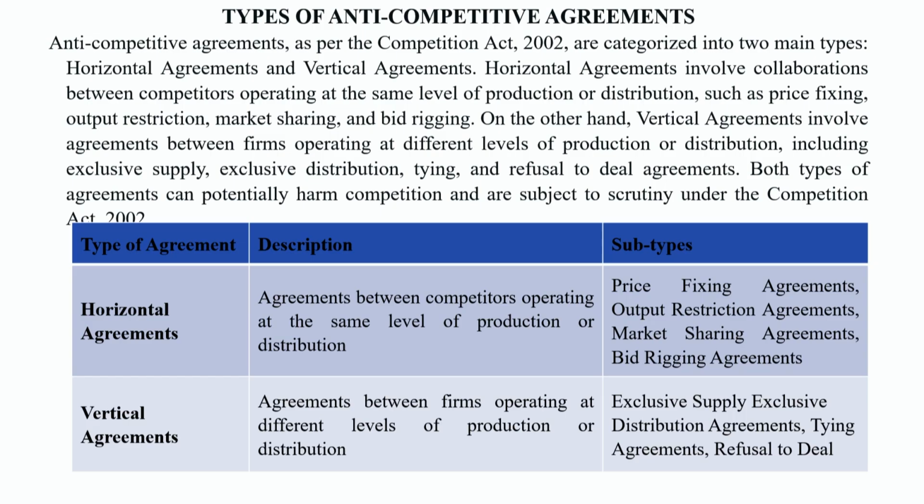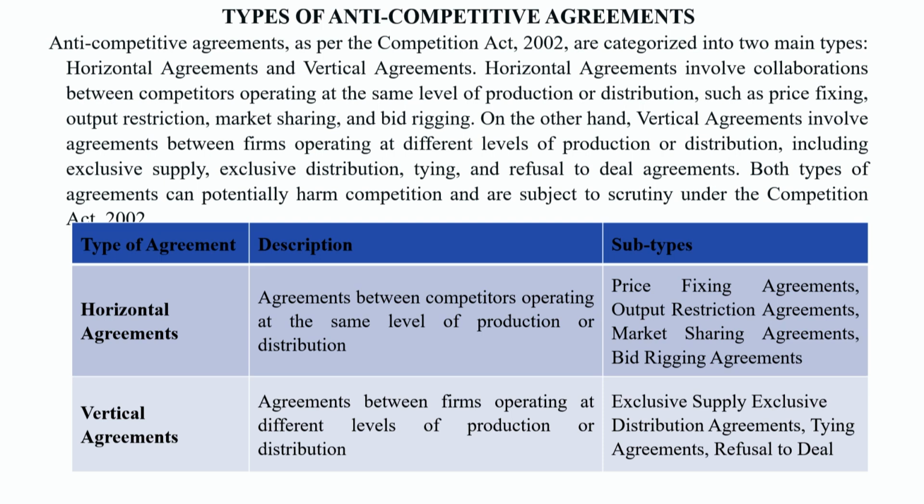On the other hand, a vertical agreement involves collaboration or agreement along the same line of supply chain, that is, between up to down or down to up, at different levels. It means the agreement, conduct or practice which comes between different levels of the same production or distribution, including exclusive supply or exclusive distribution, tying, and refusal to deal. Both types of agreement can potentially harm competition and are subject to scrutiny under the Competition Act 2002.